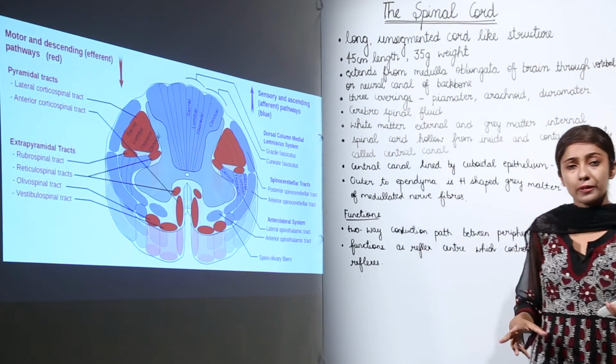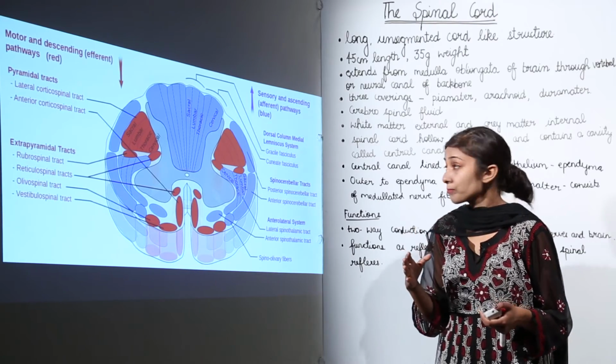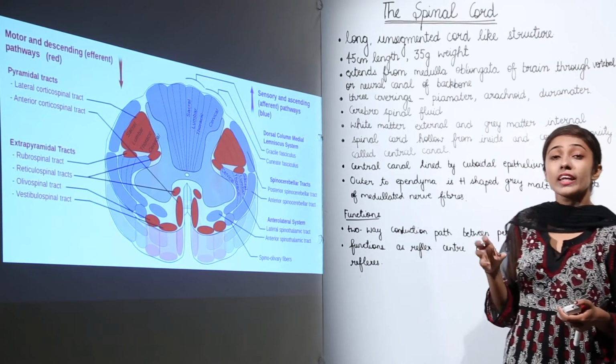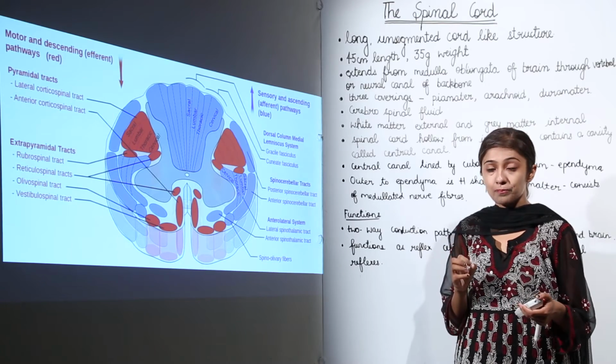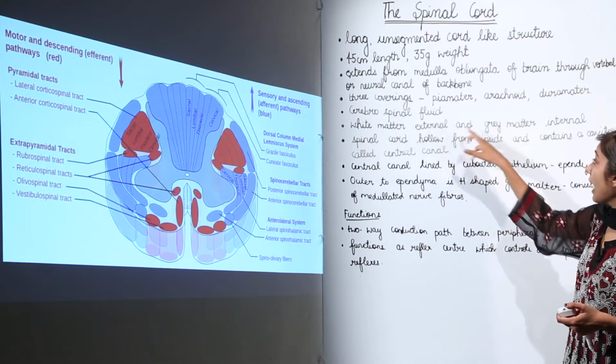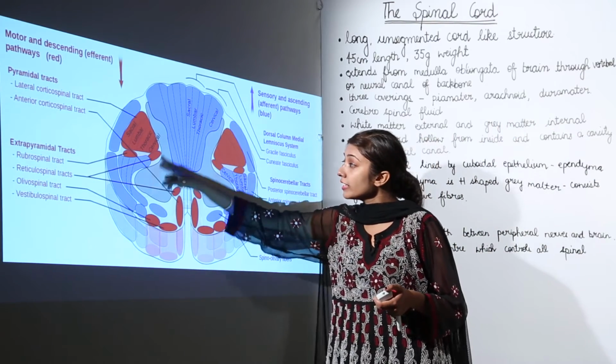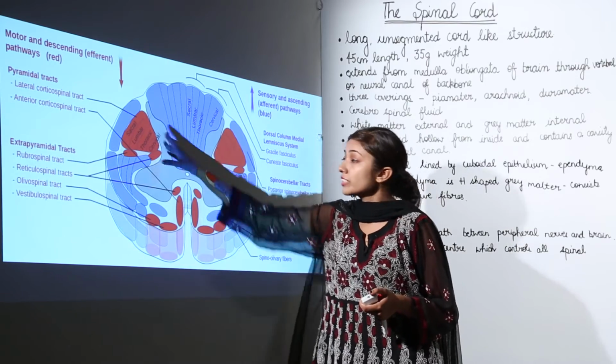Now, like the brain, spinal cord also has grey matter and white matter. But the position of the grey matter and white matter is reversed. How? In this case, white matter is external in position and grey matter is internal in position. You can see that this grey matter is internal in position while this is white matter which is external in position.